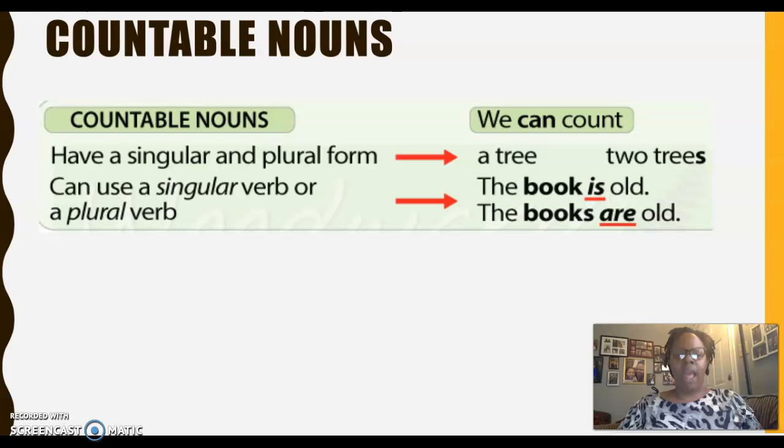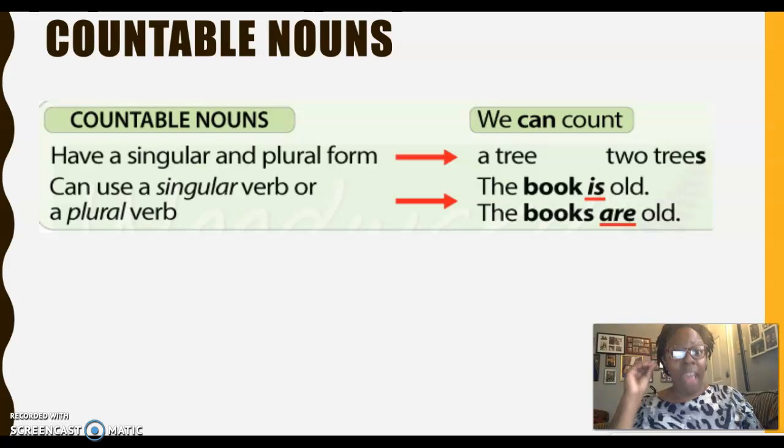A countable noun is basically just something we can count. You can think about if you're going around your house. I like to talk about food because it's easy to understand. Maybe you're in your kitchen and your husband says, "Hey, do we have any apples?" Now think about it. Can you count apples? You would say, "Yeah, we have 2 apples."